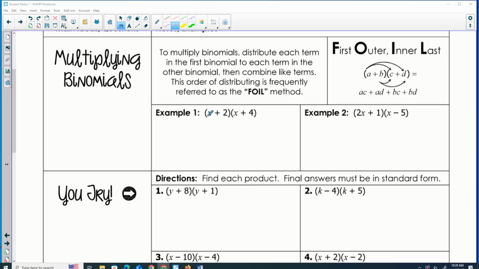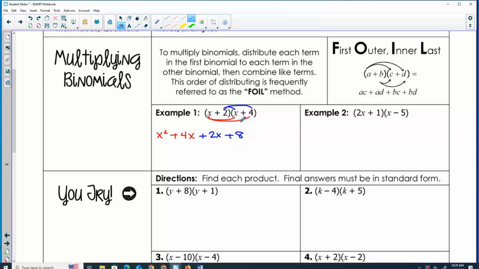So for instance, the first parenthesis I start with an x. I have to take an x times everything in the second. So x times x would be what? And then I have to take the x times 4. So that's 4x. Now I have to take the next thing in this parenthesis times everything in the second. So I have to take the 2 times the x. So that's a 2x. And then a 2 times a 4. So plus 8.